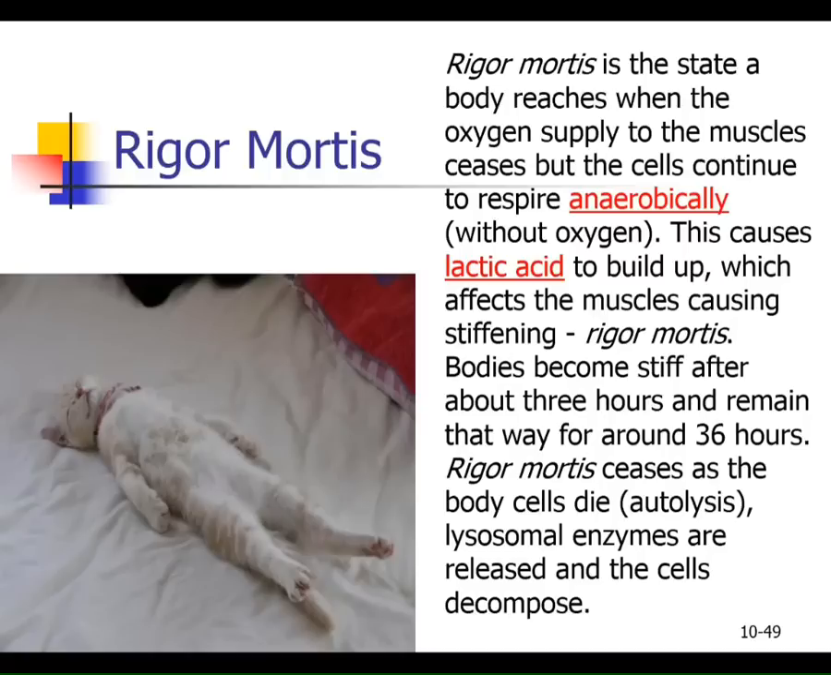Now, they didn't start to relax because suddenly there's ATP available, but by 36 hours, the body actually starts to break down, and the muscles are relaxing at that point. Okay, so that's rigor mortis. Just know that it has to do with energy availability after death.